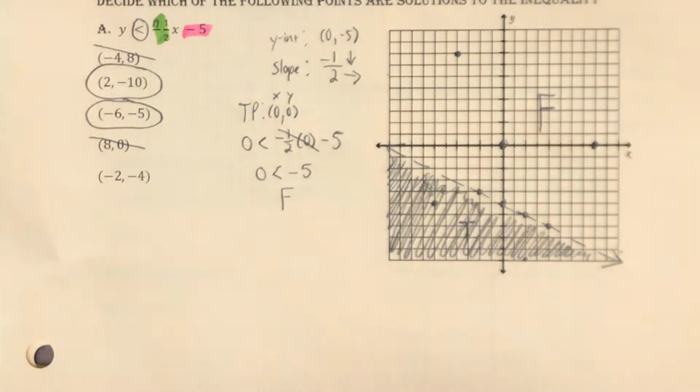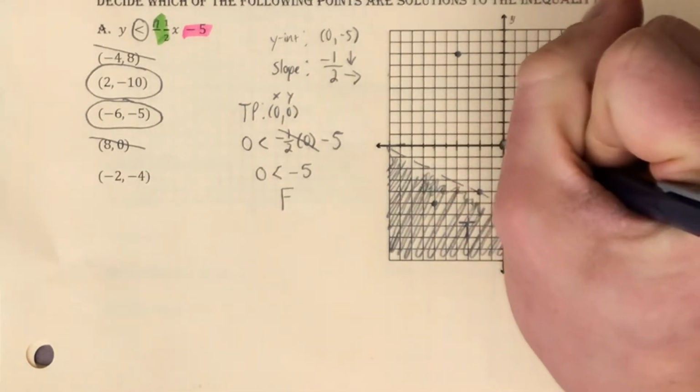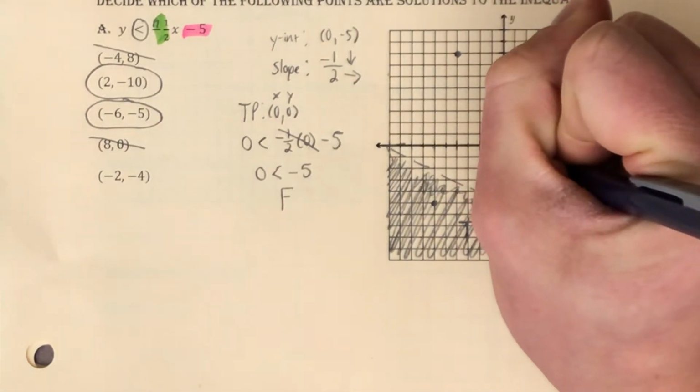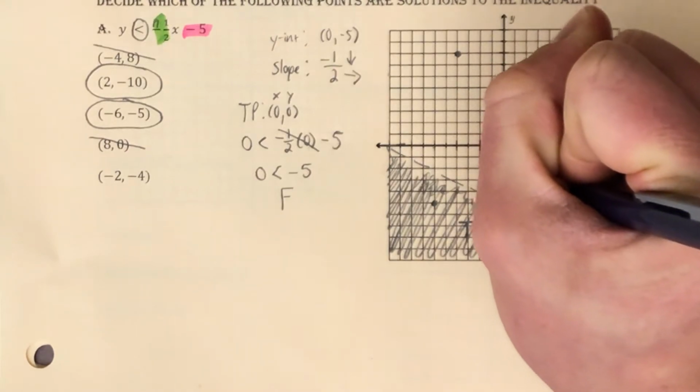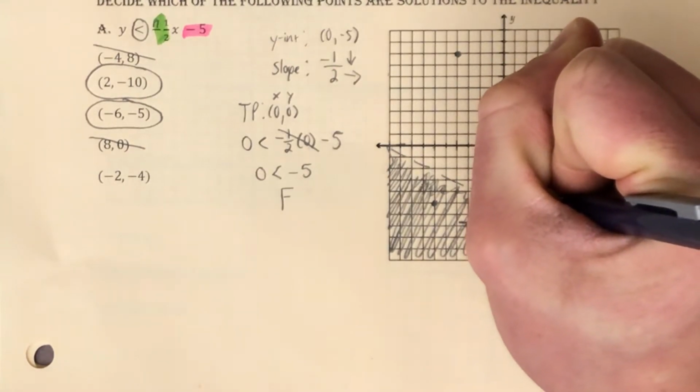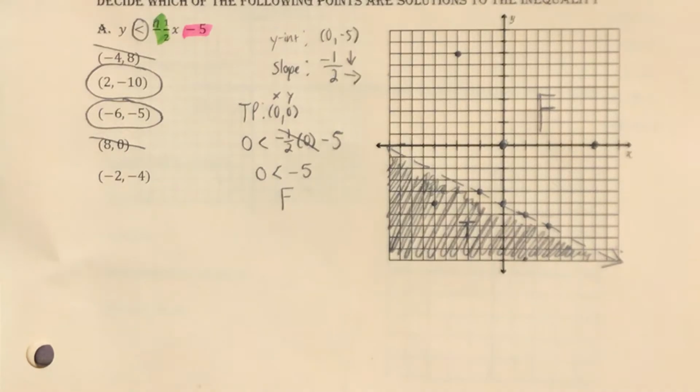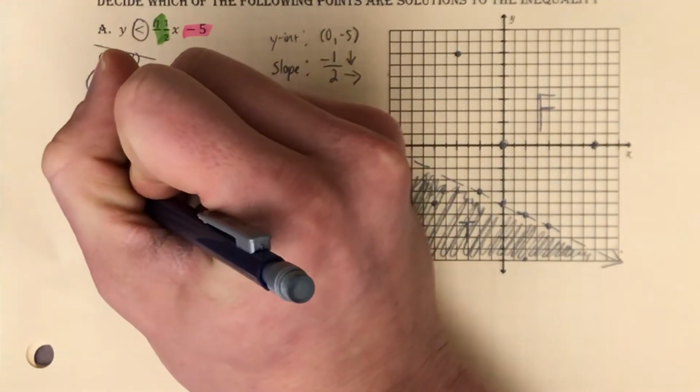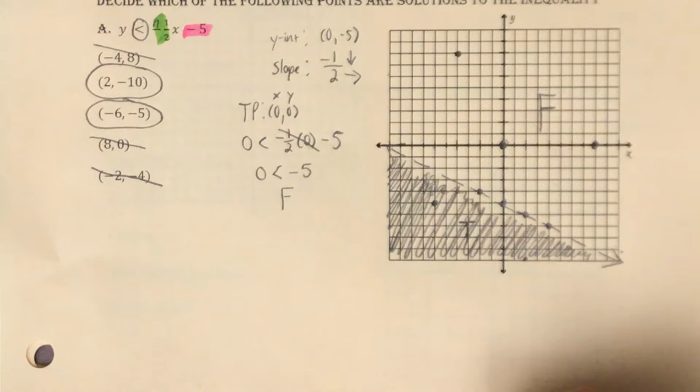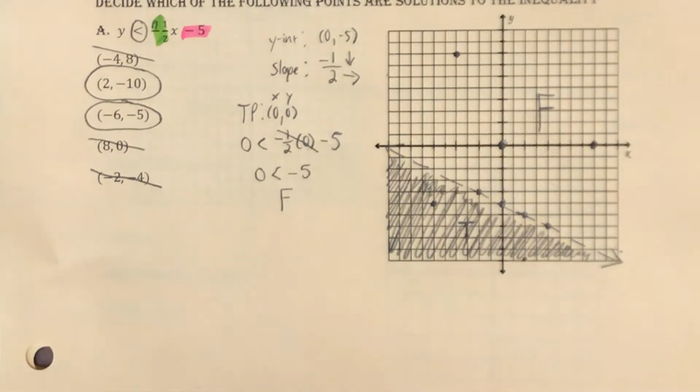And then our last point of negative 2, negative 4, that says go left 1, 2 and down 1, 2, 3, 4. Now that point falls on the line. But because this is a dashed line, points on the line are not solutions. So that means the point negative 2, negative 4 is not a solution to this linear inequality. And that is the process that we go through.